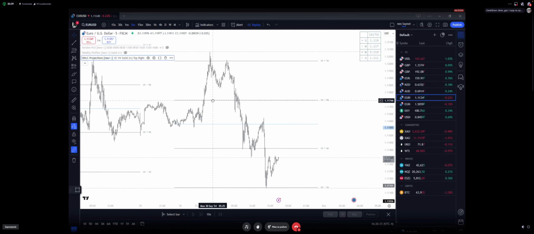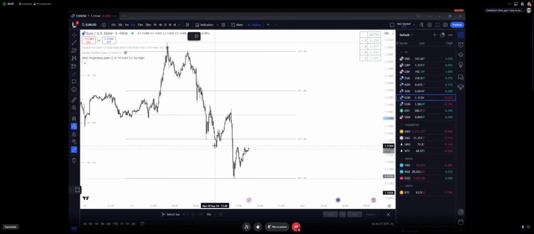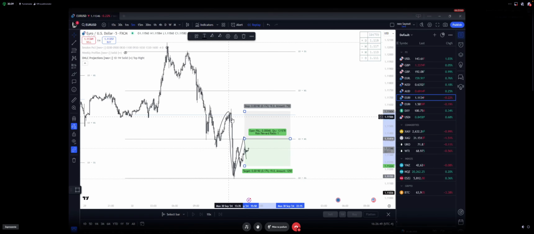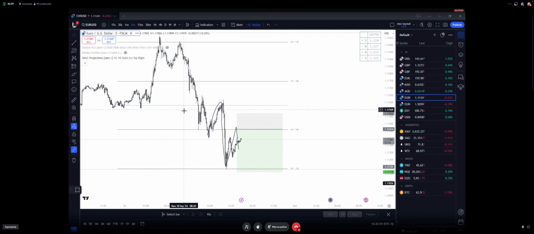So I wouldn't use it as a resistance, because it already went through it, right? If it trades under it, right? There's really nothing about what the indicator is actually doing that would let you short from this level. You can obviously do that yourself, but I wouldn't use the indicator as a justification for it.